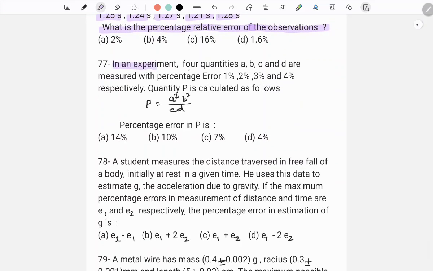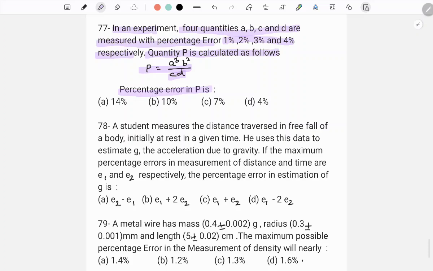77th. In an experiment, 4 quantities A, B, C and D are measured with percentage error 1%, 2%, 3% and 4% respectively. Quantity P is calculated as P is equal to A to the power 3 B square upon CD. The percentage error in P is.